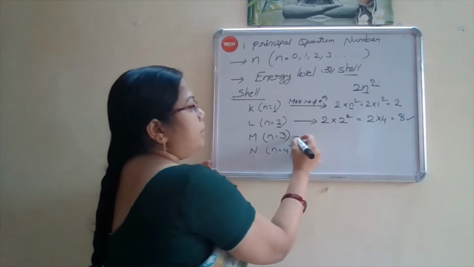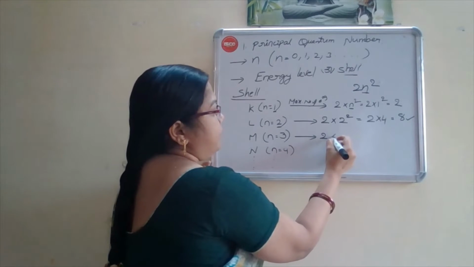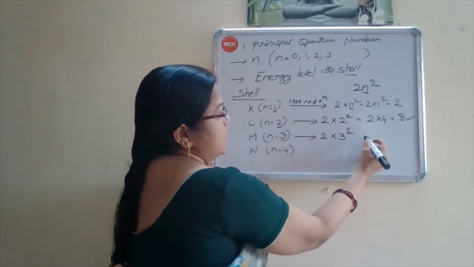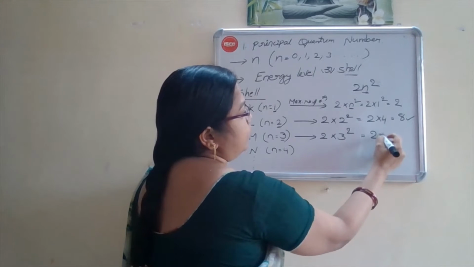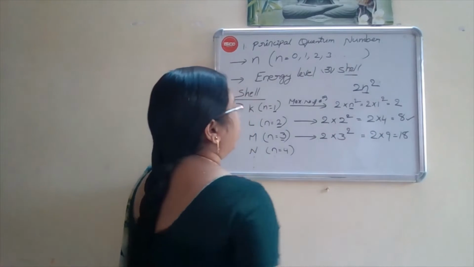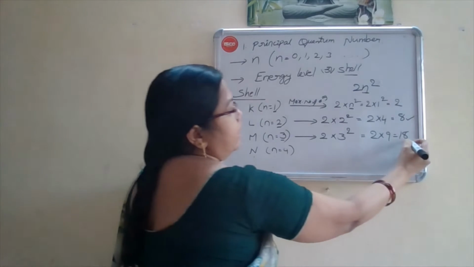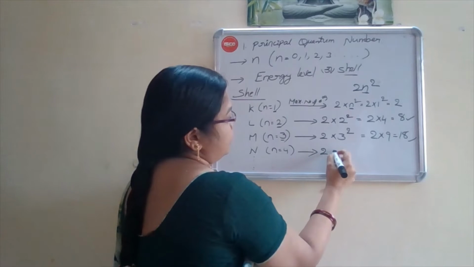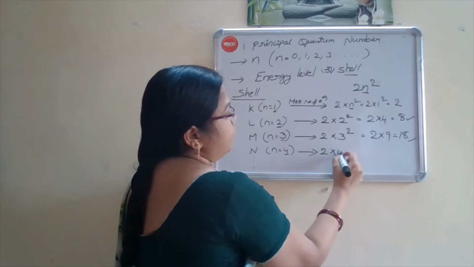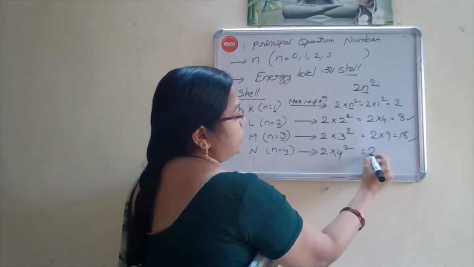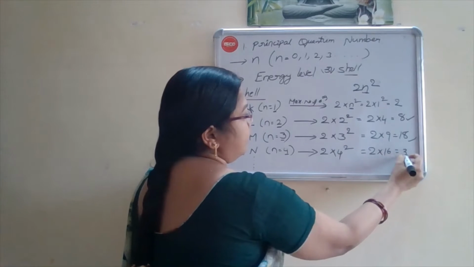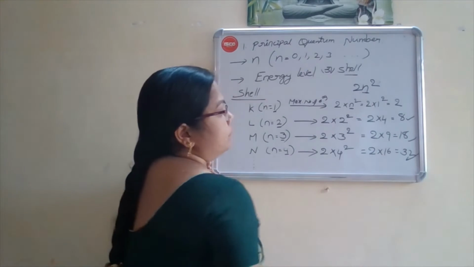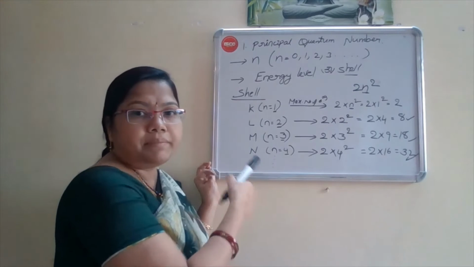For M shell, the maximum number of electrons is calculated by the formula 2n square. Here n is equal to 3, so 2 into 3 square, that is 2 into 9, that is equal to 18. Here maximum number of electrons is 18. For N shell, maximum number of electrons is 2 into n value 4 square, that is 2 into 16, that is equal to 32. For N shell, maximum number of electrons is 32. This is the principal quantum number.